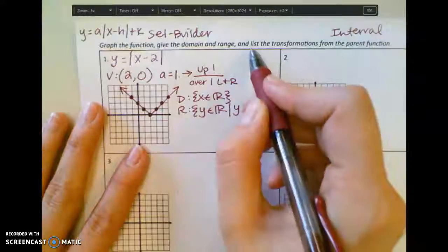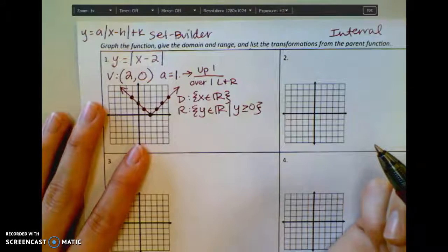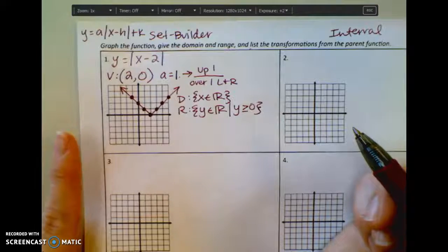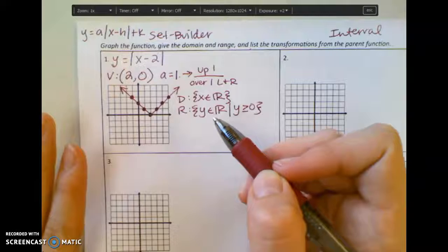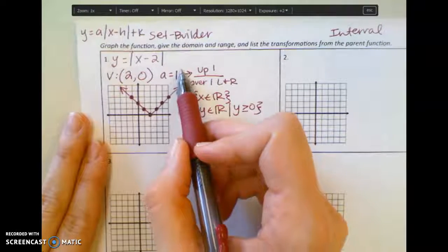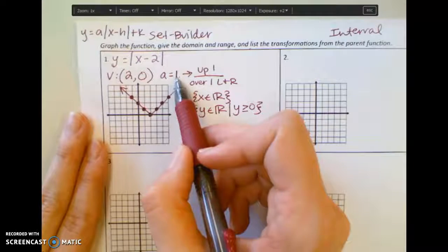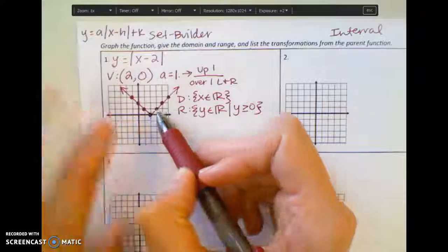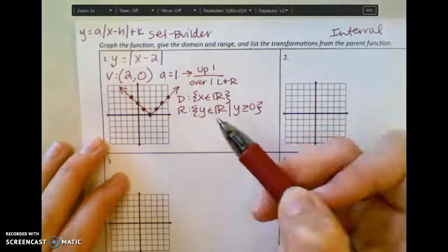Last thing we need to do is list the transformations. So we just need to say what happened to this. Was there a reflection? The answer to that is no, because it's still pointing up. Was there a stretch or a shrink? Again, the answer is no, because our a value is 1. Our a value is not bigger than 1, and it's not less than 1. It has the same kind of slope, up 1 over 1, as our parent function.